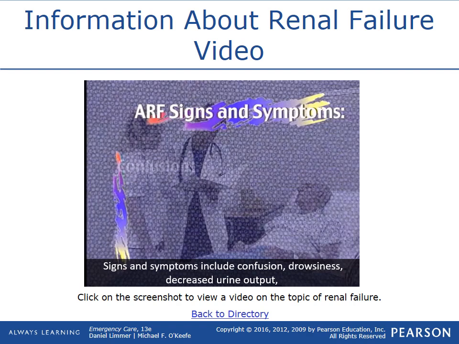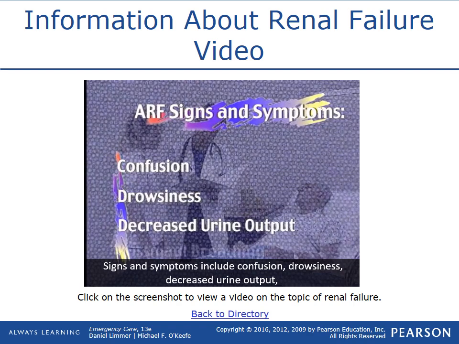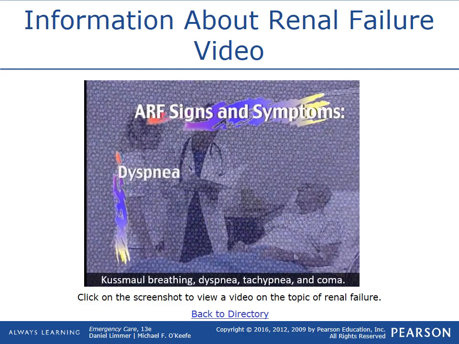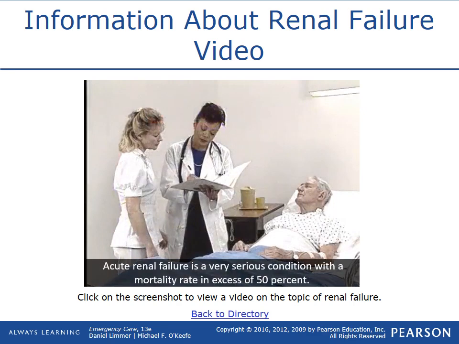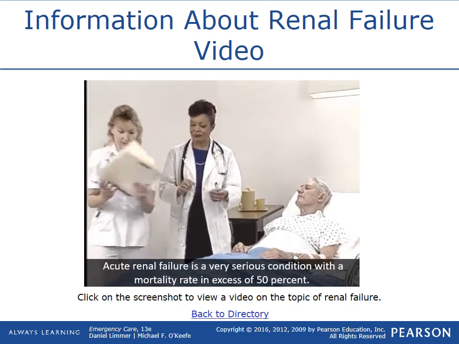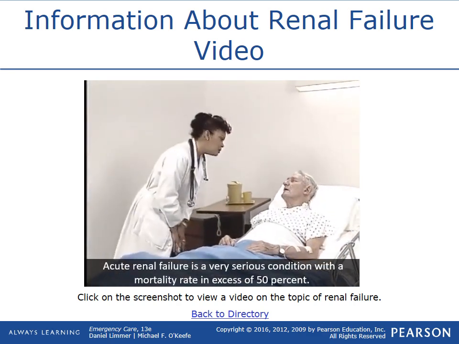Signs and symptoms include confusion, drowsiness, decreased urine output, shallow breathing, dyspnea, tachypnea, and coma. Acute renal failure is a very serious condition with a mortality rate in excess of 50%.